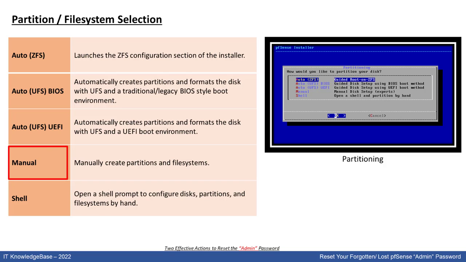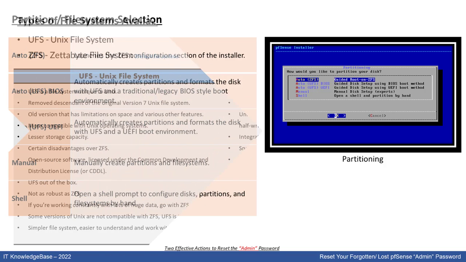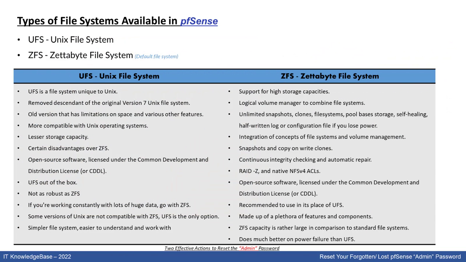If you are an experienced administrator, you can manually create partitions and file systems, or if you are super confident to manage partitions and file systems manually, you can use the shell and rollout. I would recommend going with Auto ZFS instead, because it offers great recovery, optimization, and great benefits to use. There are two types of file systems available in the pfSense firewall: UFS, Unix File System, and ZFS, Zettabyte File System, which is the default and recommended by my experience.